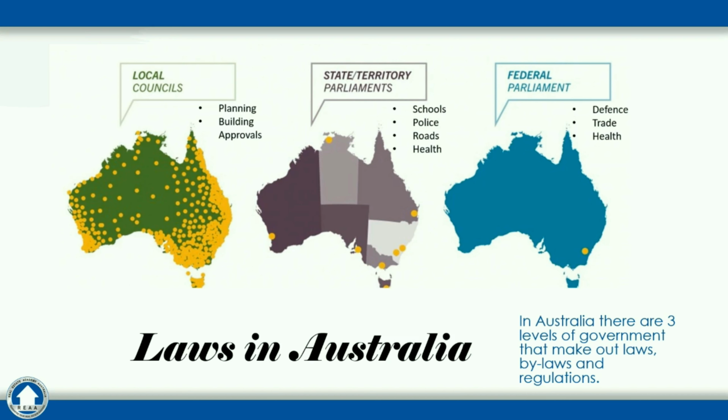Then we also look at state and territory parliaments, which deal with legislating for the state, so things like schools, police, roads, health, but also real estate is at the state level as well. And then finally we have our local councils, which deal with our local laws, so things like our planning, building approvals, whether or not you can subdivide a block of land is going to come down to the local councils.